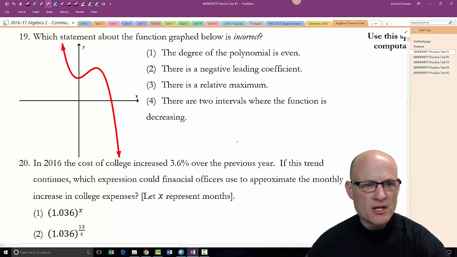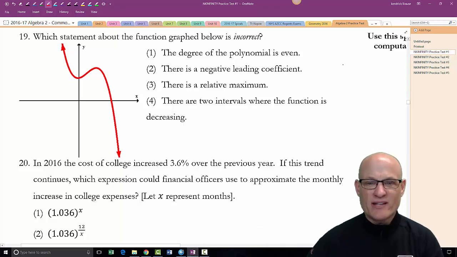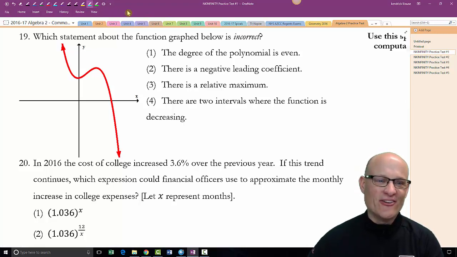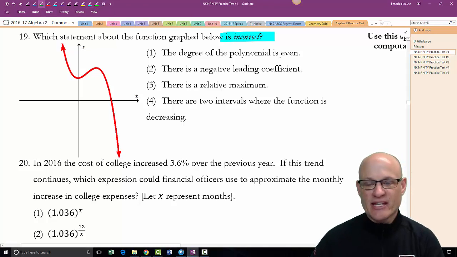All right, which statement about the function graph below is, oh, Mr. New York State likes Mr. Incorrect. Oh my God, so much fun. The degree of this polynomial is even.